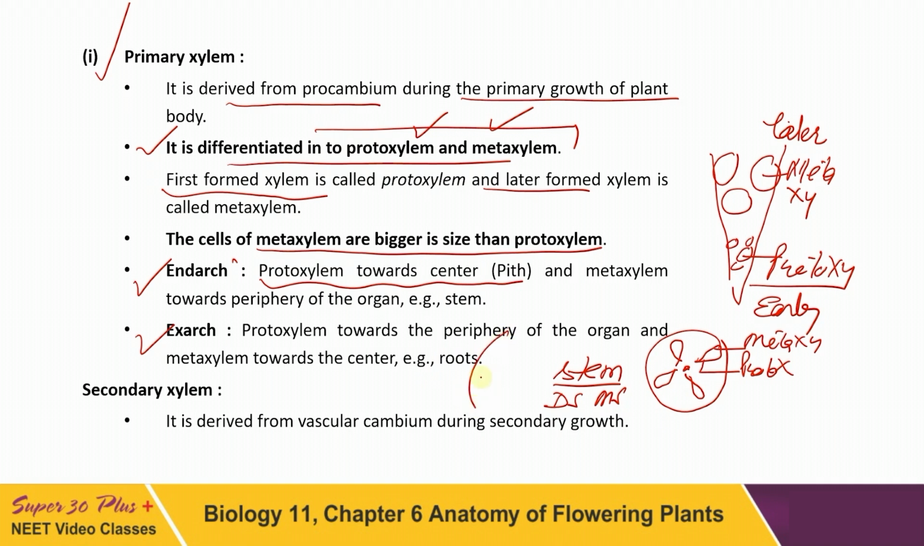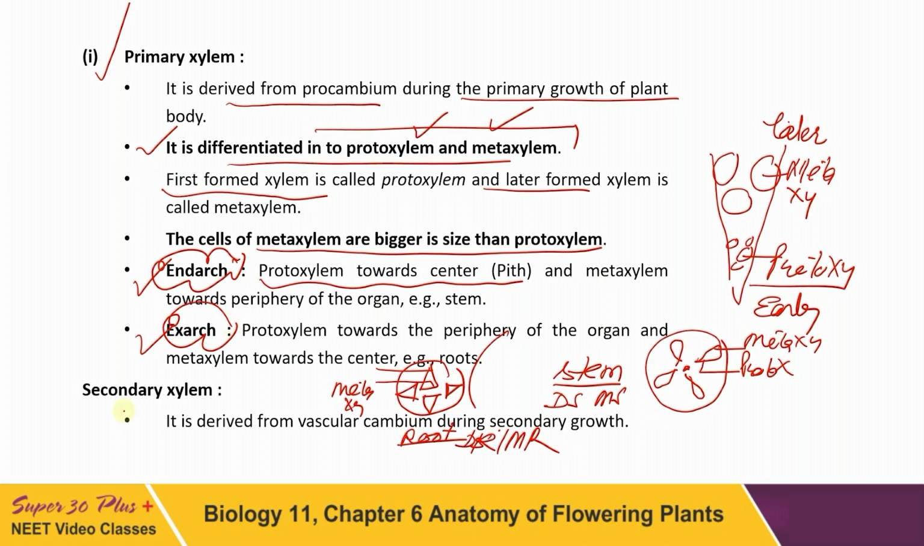In exarch, the xylem will be like this. What are you seeing here? This is the protoxylem and this one is the metaxylem. Metaxylem is towards the center and protoxylem is towards the periphery. And this type of arrangement is found in the root, either dicot root or monocot root. So, very important terms: endarch xylem and exarch xylem.